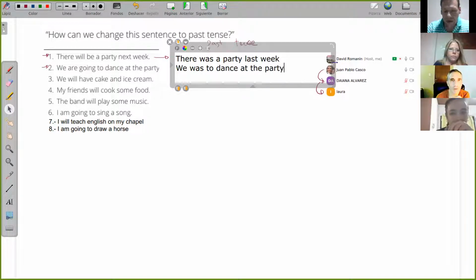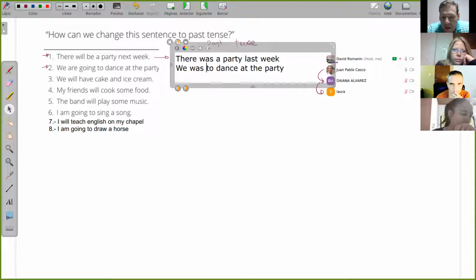What do you think? Is it okay? We was to dance. This is the verb to be. And this is the generic form of to dance, or the infinitive.